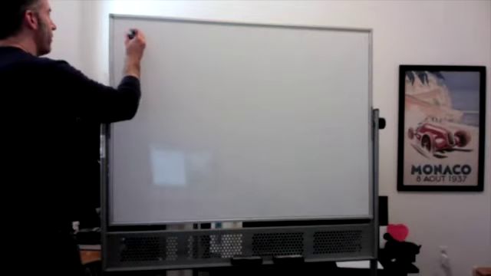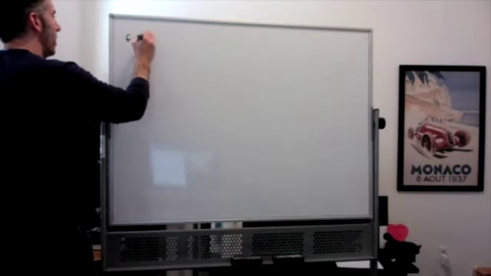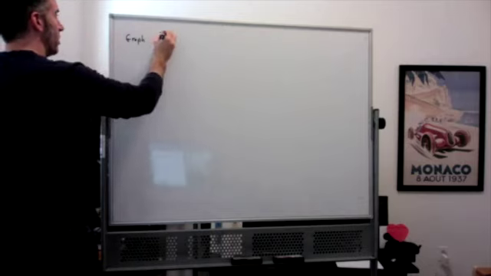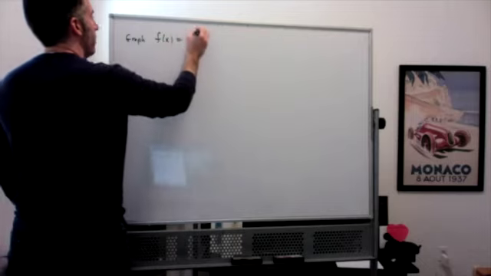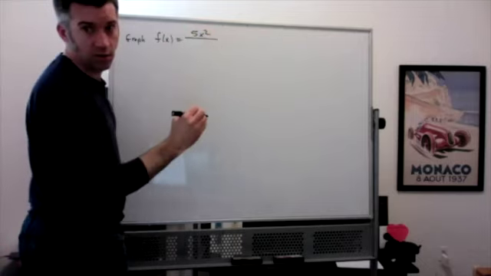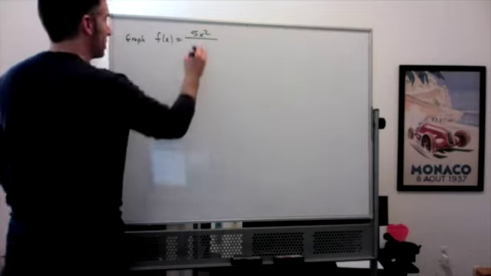So on the graph, I just thought of another example we'll do as well. Let's graph f of x equal to 5x squared over x squared plus 3x minus 10.